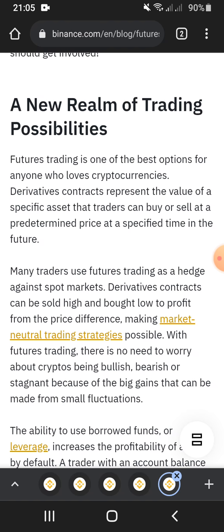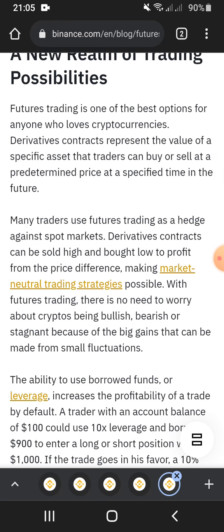Many traders use futures trading as an edge in the spot market. The derivative contracts can go high and low to profit from price fluctuations and market-making strategies. So these market trading strategies enable you to profit from either the price difference or the price appreciation or depreciation in the market.